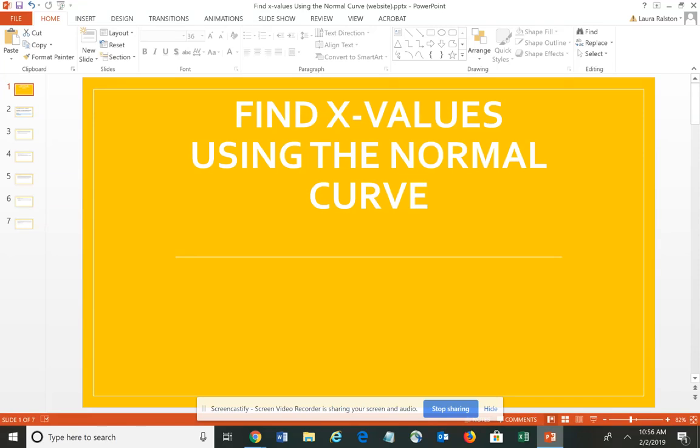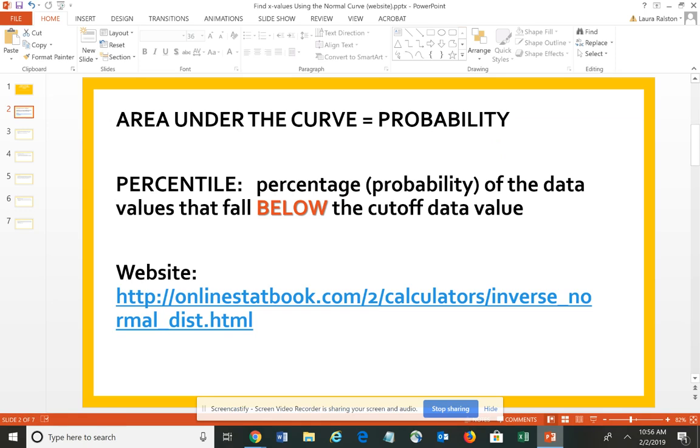In this video, we're going to be looking at how to find the X values or the cutoff scores given a particular probability or percentage using the normal distribution. Several things I want to remind you about: remember that the area under the curve corresponds to the probability or to the given percentage.